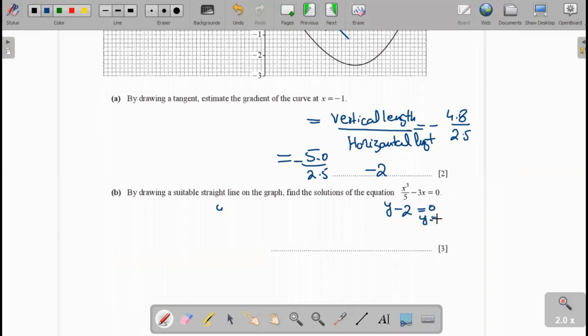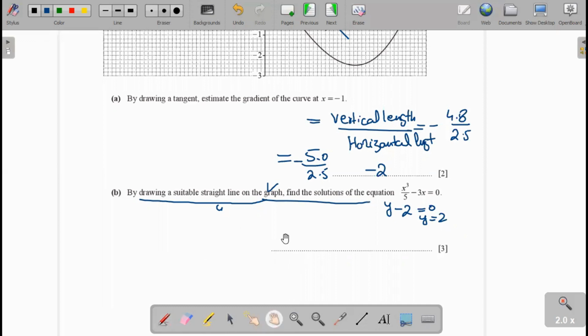That is equal to 0. Now y equal to 2, we draw a line. We have to find the solution of the equation from the graph. By drawing a suitable line on the graph, we have to draw the line y equal to 2 on this graph. Where this line intersects, those points will be the solution of the equation.